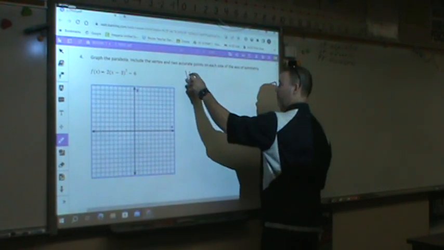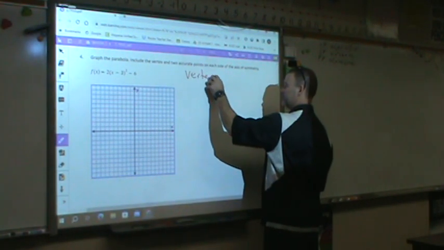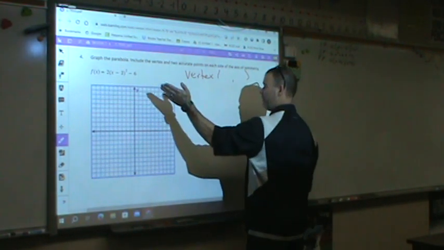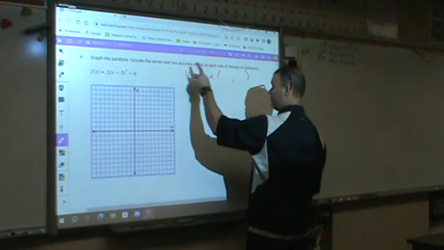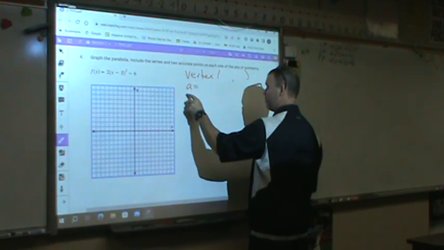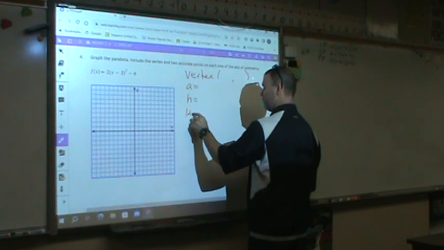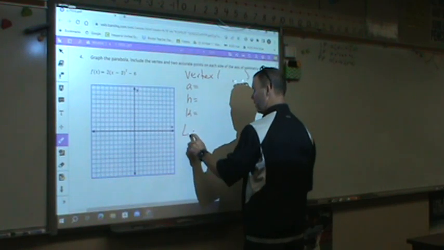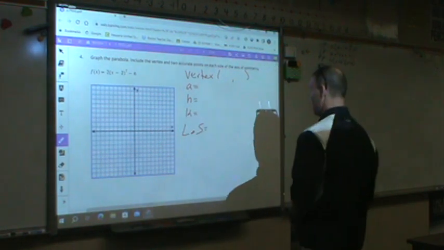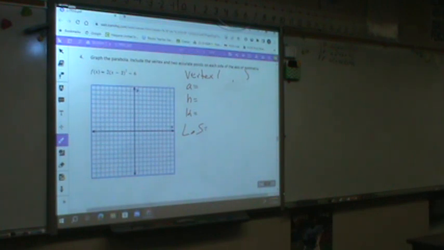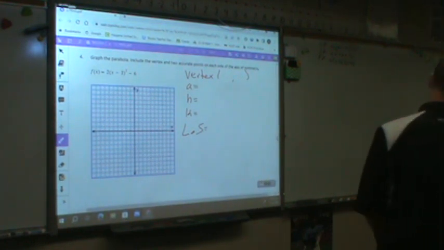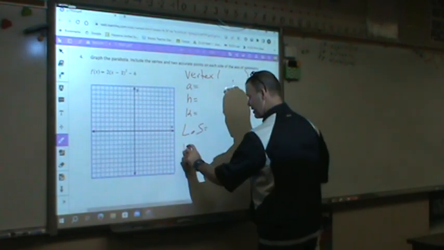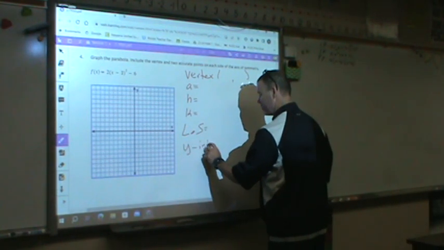So in vertex form, I should be able to identify the vertex. If I can identify the vertex out of that form, I should know an A value, an H value, and a K value. And I should also know the line of symmetry. It seems like a lot. Gee, that's 1, 2, 3, 4, 5 things you want me to know, Mr. Wilson. Oh, no, it's not 5, it's 6, because I'm going to include the y-intercept as well.